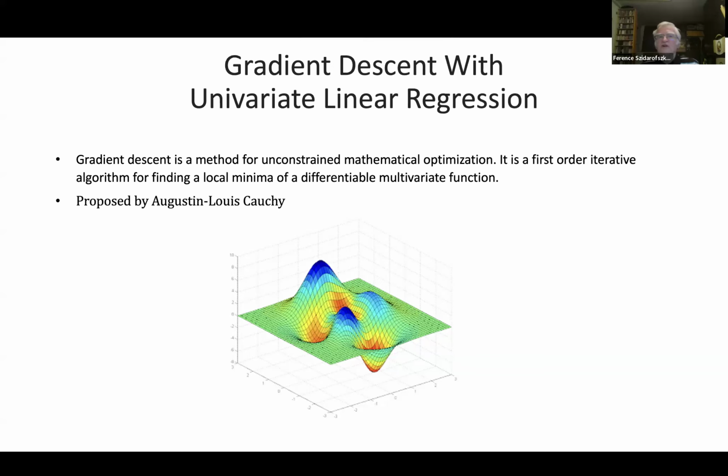And the usual method that people use for multivariable optimization is the gradient method. We will get to it a little later. Next, please.